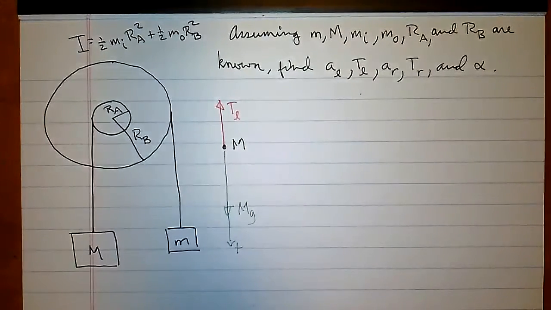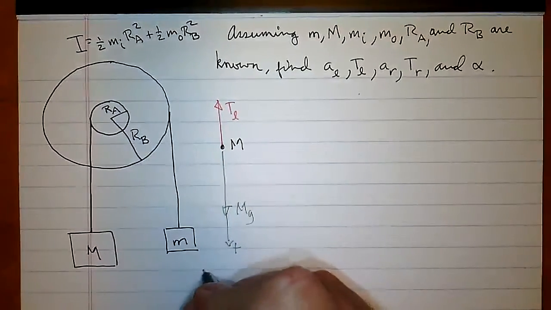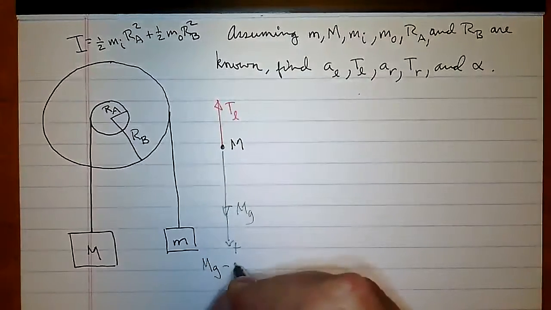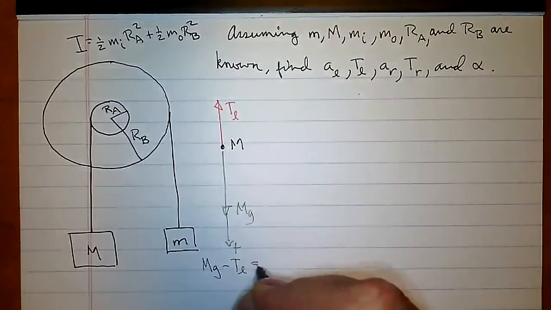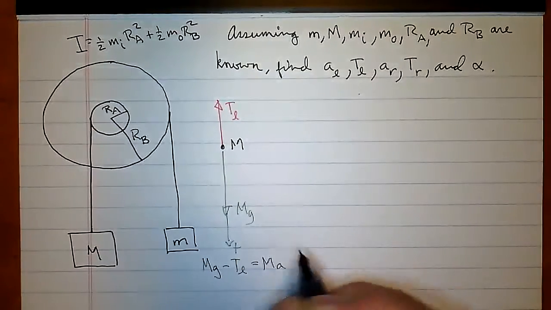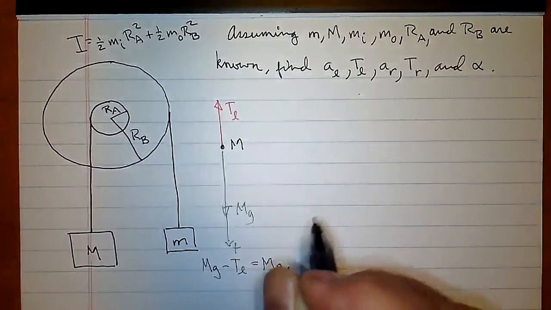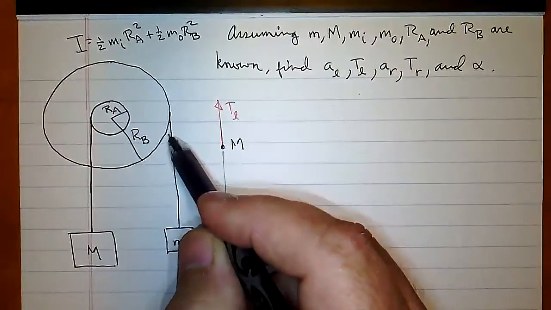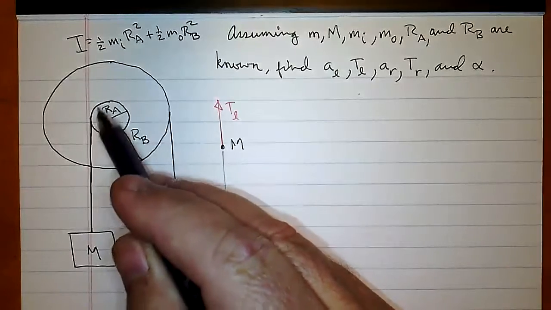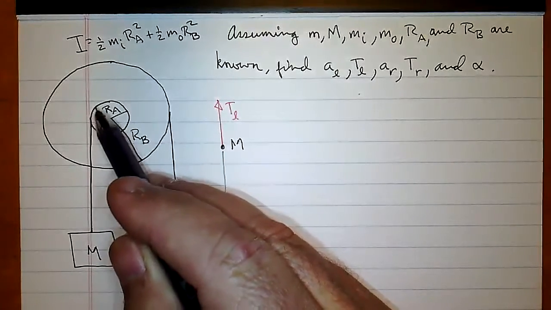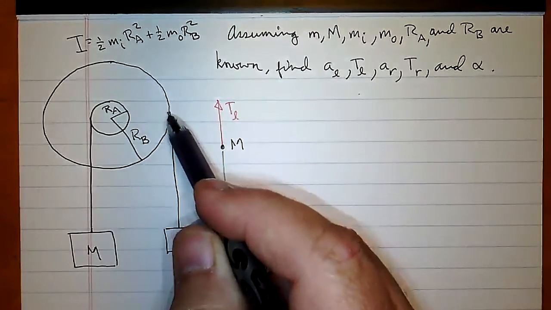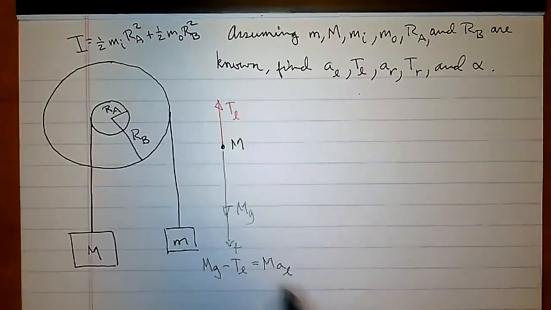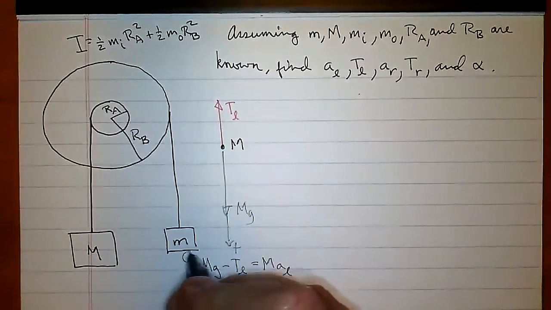That actually allows me to write the F equals M A equation. So in this case, I'm going to say MG minus T sub L is equal to big M A, and that's going to be A sub L, because if this moves an inch, that one's not necessarily going to move an inch, because an inch on here is just a large part of a turn, whereas it's a very small part of a turn over here. So we know those are possibly different, so I'll put a one on that.